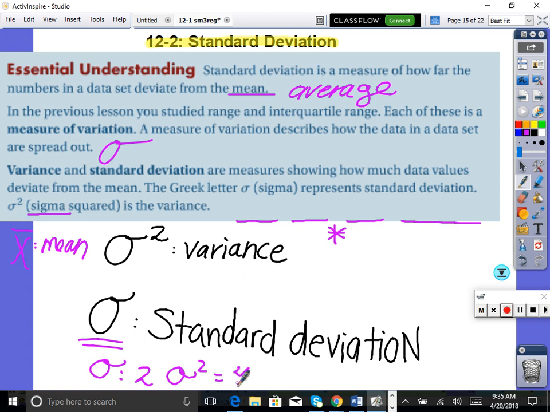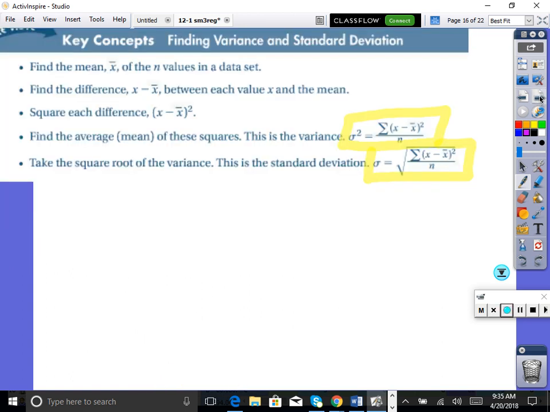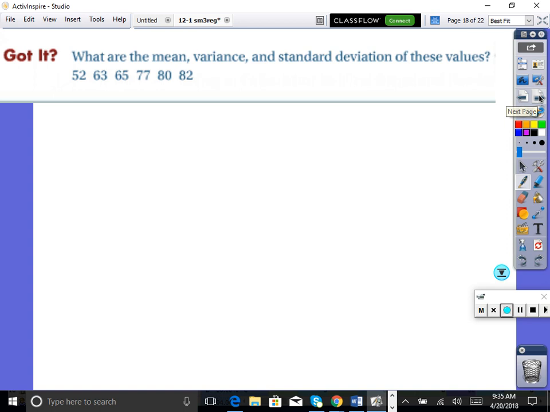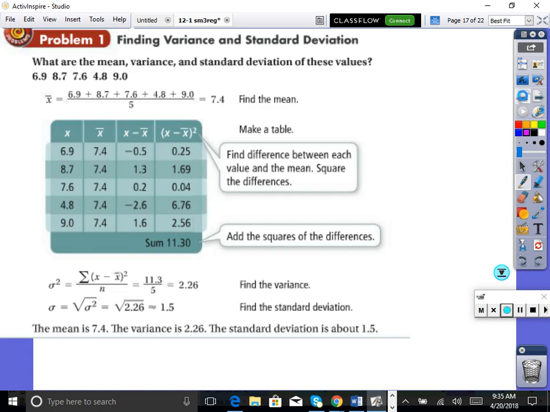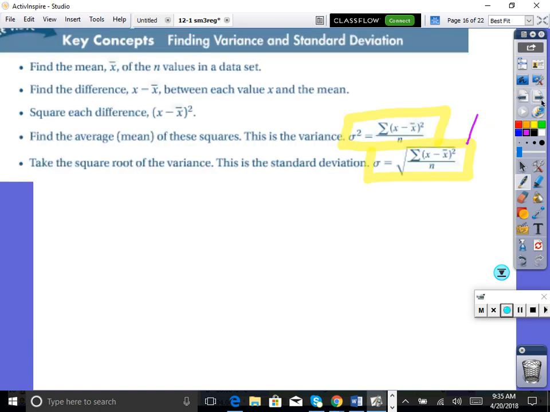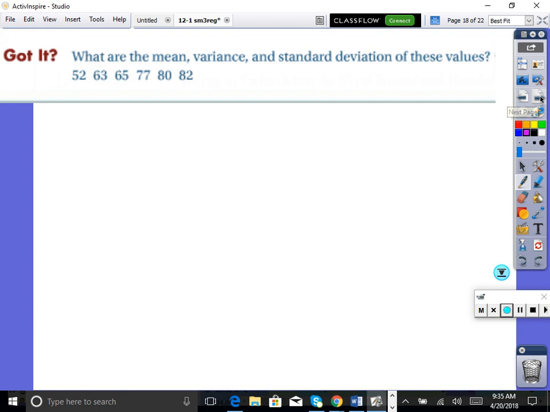And we're not going to use variance for anything, but it will ask you that. We will use standard deviation though. So let me show you how standard deviation works. We could do it with a formula, but this is not a statistics class, so we're going to just use our calculator. It says right here, what are the mean, variance, and standard deviation of these data values? So I'm going to show you how to find it in your calculator.